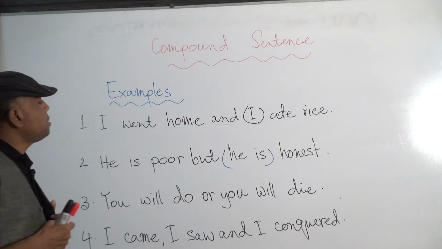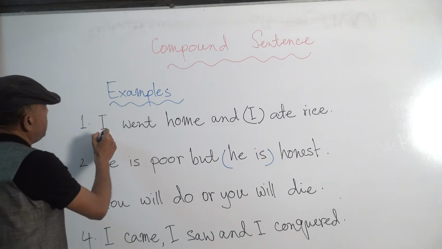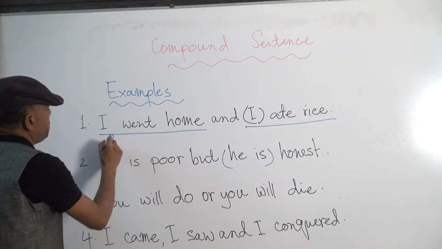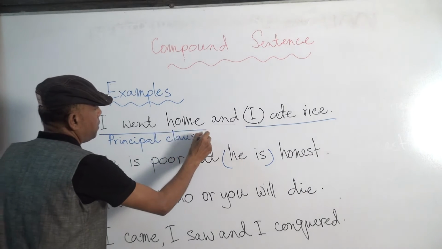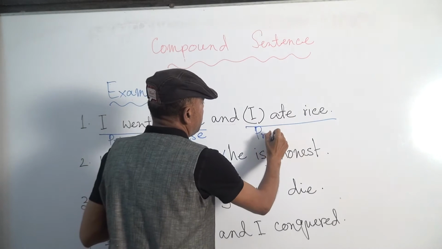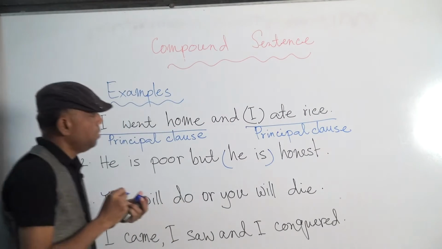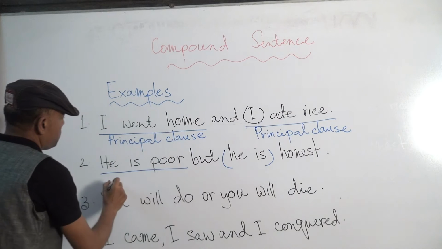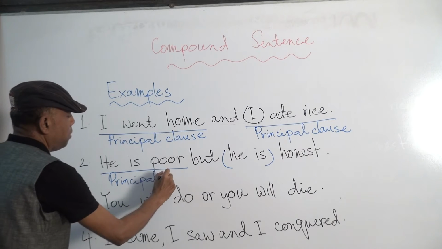So, dear students, what is a compound sentence? In the compound sentence, basically we can find two principal clauses. Example number 2, we can also find two principal clauses. He is poor is a principal clause. He is honest is a principal clause.